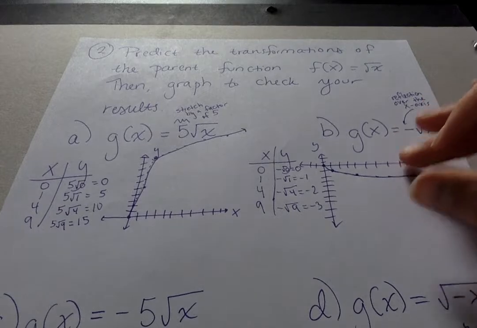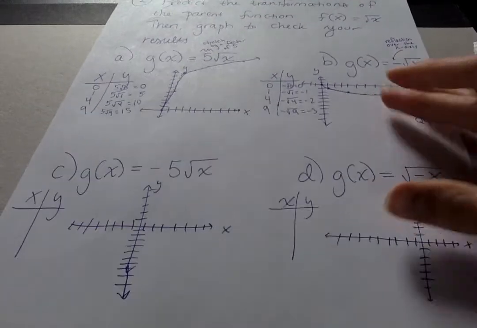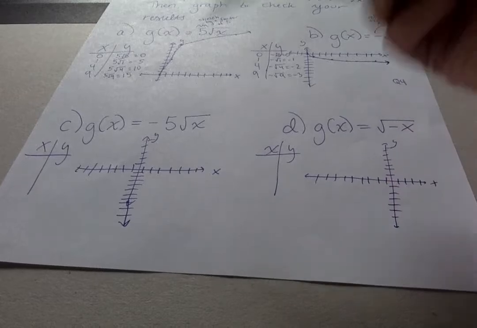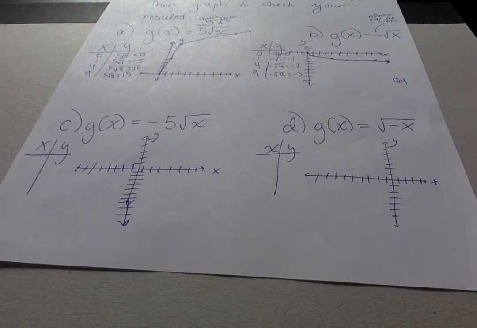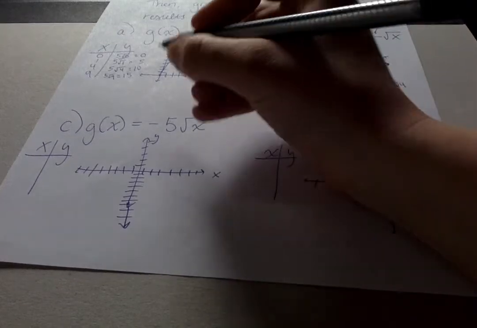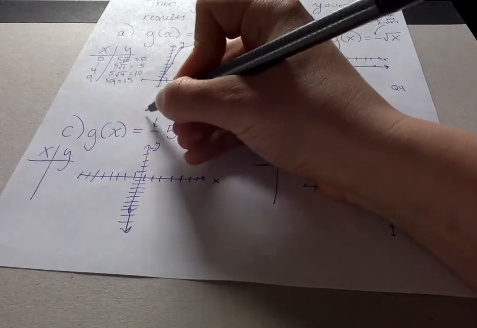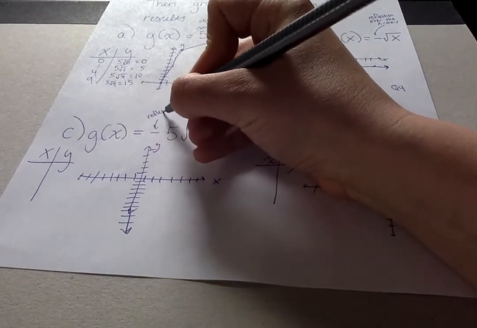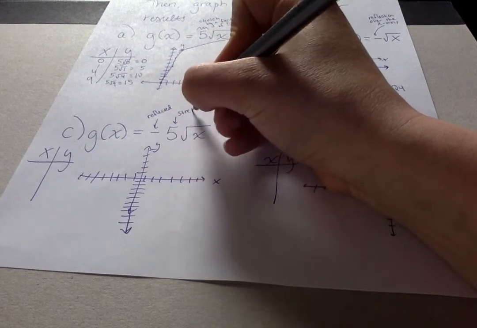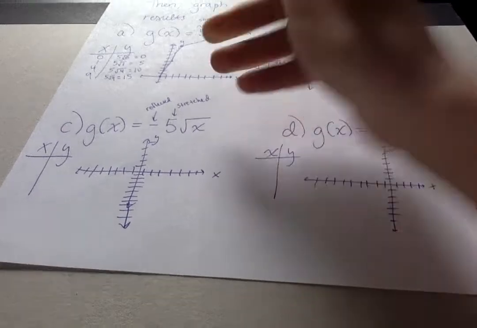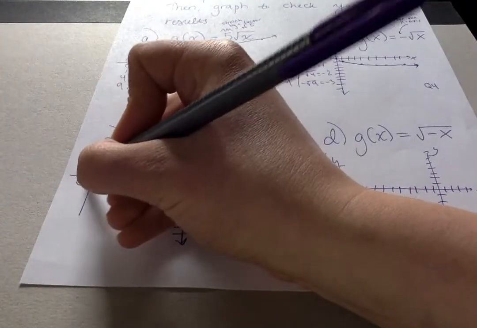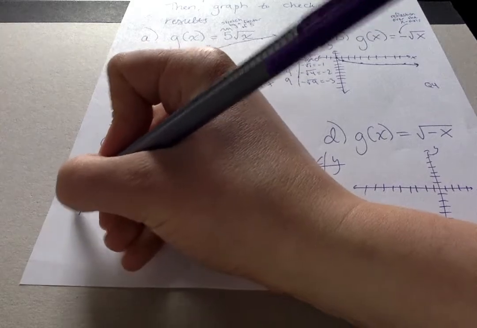Let's look at C and D. C is a combination of A and B. So now the 5 stretches it and the negative reflects it. So it should be reflected over the x-axis and it should be stretched by a factor of 5. Let's plug in some values and see what we get, like 0, 1, and 4.